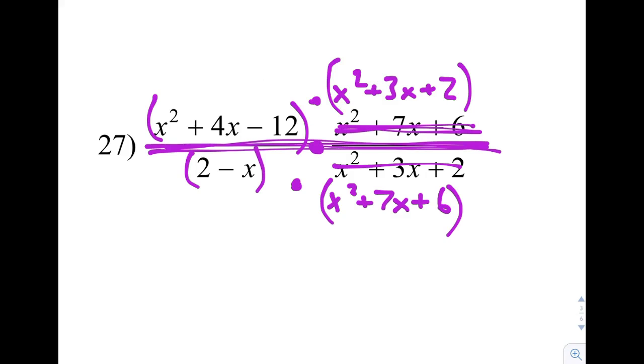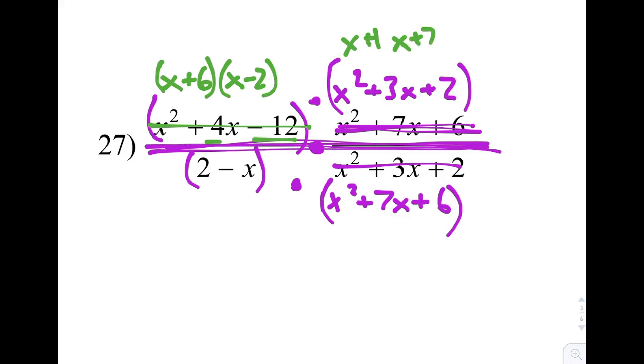So I'm looking for something in common, don't have it. Things that multiply to negative 12 and add to 4. If you take the time to make a list, you'll find that it's 6 and negative 2, x plus 6 and x minus 2. Again, I tend to get that by making a list and finding the ones that work out. Cross that out after factoring. Over here, we're going to end up with x plus 1 and x plus 2 using the same process.